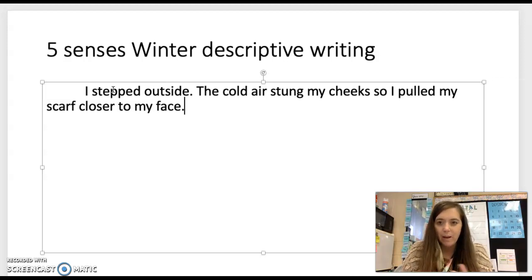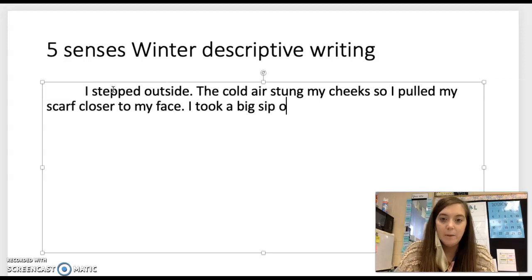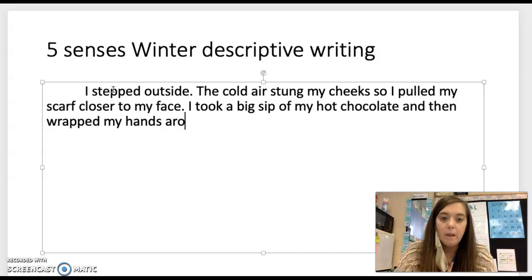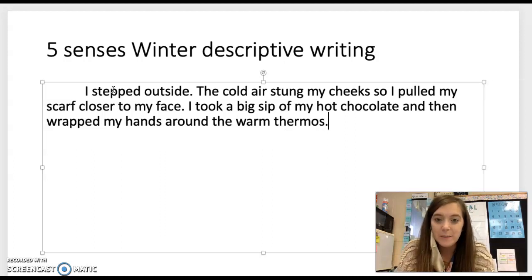Now I'm going to think about taste. So remember, I said that maybe I could bring a hot chocolate. That was one of the things that I brainstormed on my 5 senses writing, that I could taste hot chocolate. So I'm going to say, I took a big sip of my hot chocolate and then wrapped my hands around the warm thermos. That root word therm in thermos means heat. I took a big sip of my hot chocolate and then wrapped my hand around the warm thermos.